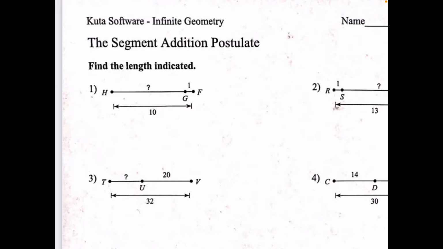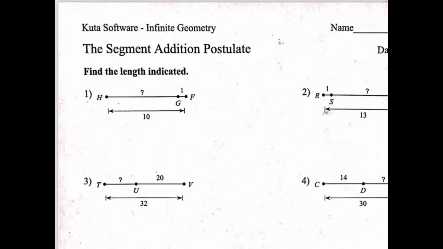Okay, we're going to go over the segment addition postulate worksheet, and we're just going to do numbers 1 through 14.